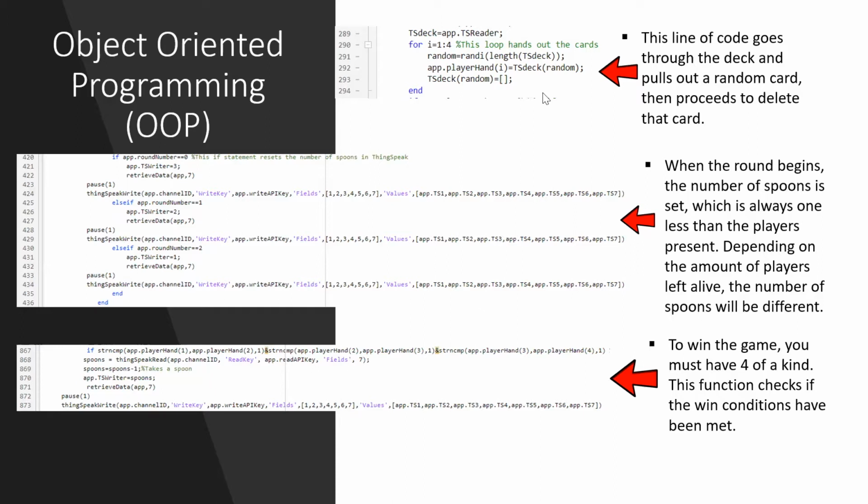And then this other last important function is for checking if the win conditions are met. Since all of our cards are in string form, we can just do an strcmp to check if the first letter characters are the same, because that's what represents the card number.